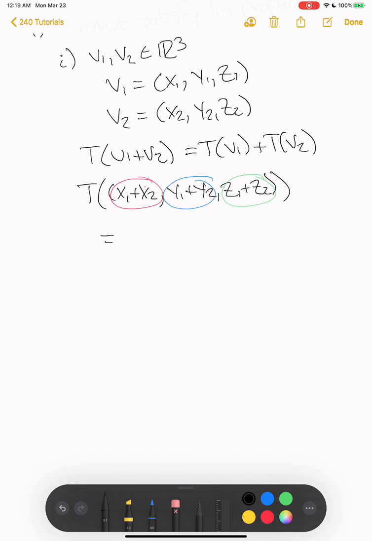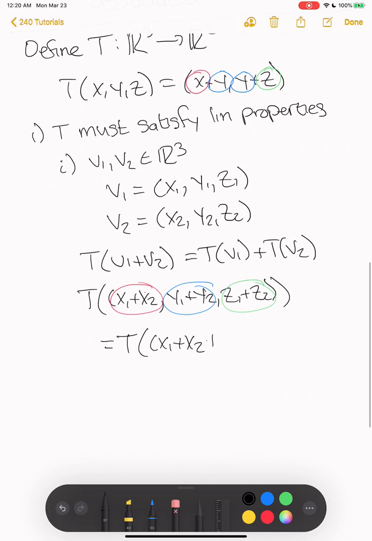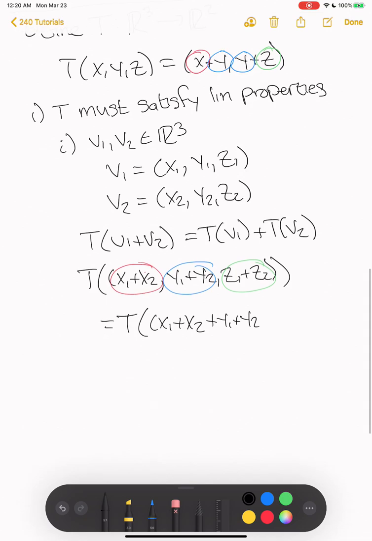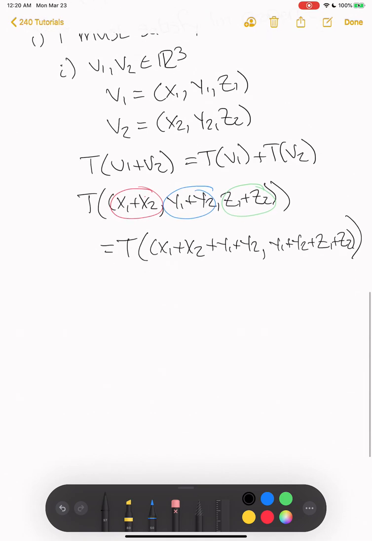So this is equal to T of (x1 plus x2 plus y1 plus y2). That's our first entry here. And then we have y1 plus y2 plus z1 plus z2 as our second entry. This is equal to T of, and this is not a necessary step, but I like to do it to be clear, I move stuff around like this. I put all the 1s up front, all the 2s in the back: x1 plus y1, y1 plus z1 plus x2 plus y2, y2 plus z2.